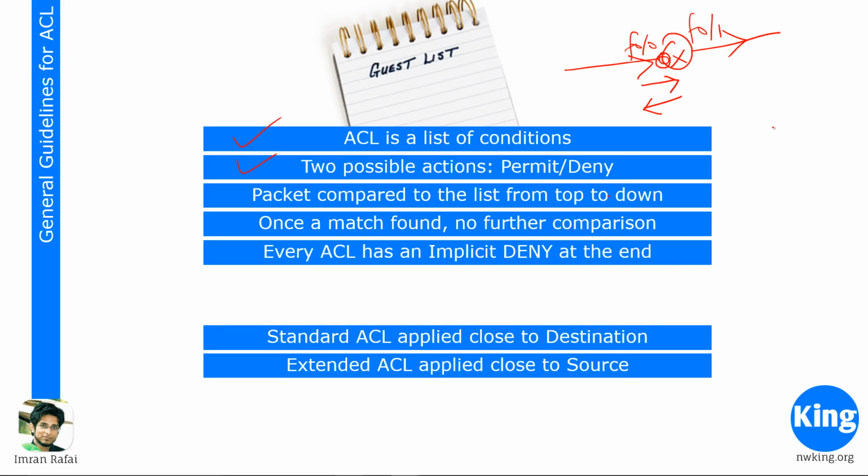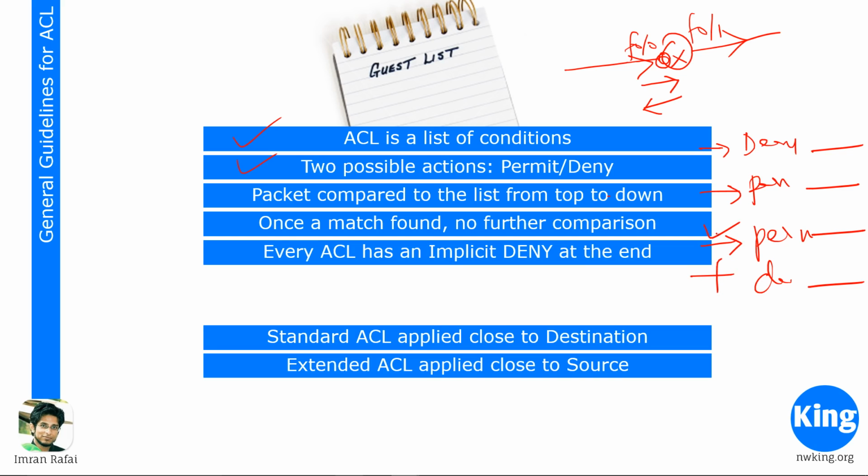Now, like I said, let's say there is deny something, permit something, and deny something. Every time traffic comes in, it's going to check the first condition. Is it matching? No. Then it goes to the second. Is it matching? No. It checks the third condition. Is it matching? Yes. If it matches, it stops immediately there. It doesn't go below that, right?